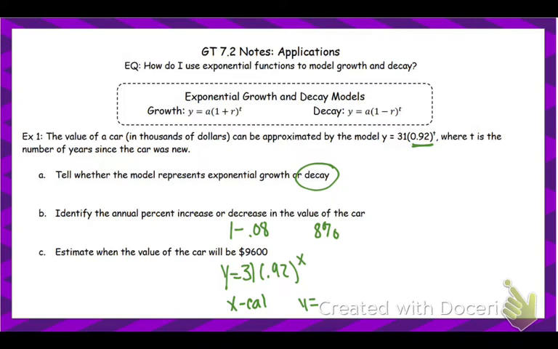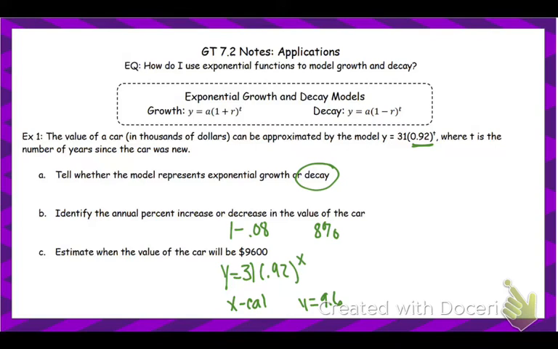Now, I do want you to be careful here. You may be tempted to say when y equals 9,600. That doesn't actually make sense for the model that we're given, though, because it says that this model is based off of the value of the car in thousands of dollars. That's why there's a 31 here as the initial amount. This car did not cost $31 when we bought it. This car cost $31,000 when we bought it. So we're not going to use 9,600 as the y value. We're going to use 9.6 because that's how many thousands of dollars we're actually looking at.